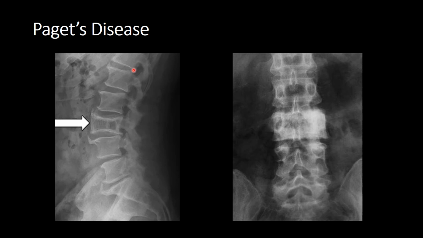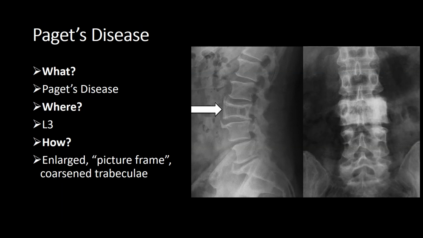Just have a quick look, because we can see very slight spondylolisthesis. So what's this say? There's 12, so 1, 2, 3, 4. So we can see that there is a mild spondylolisthesis of L4 to L5, and then that's all in alignment. So important to check, because you can get these degenerative spondylolisthesis and retrolisthesis. So what is it? It's Paget's disease, where L3 has an enlarged picture frame with coarsened trabeculae.